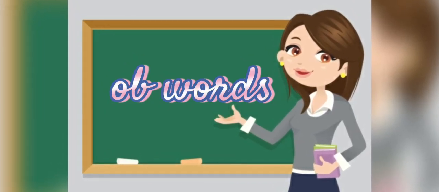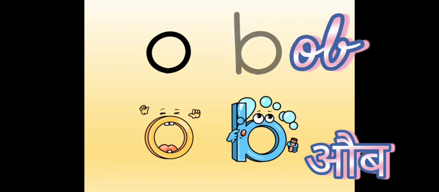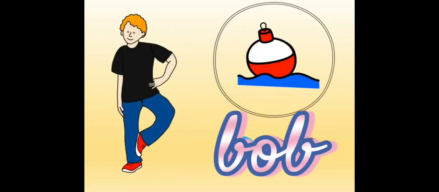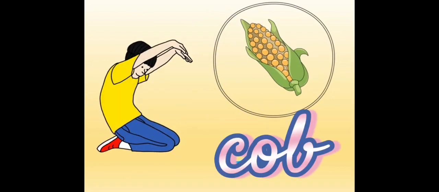So today we are going to do ob words. So the first word we have is bob. Bob can be a name and a small movement up and down.